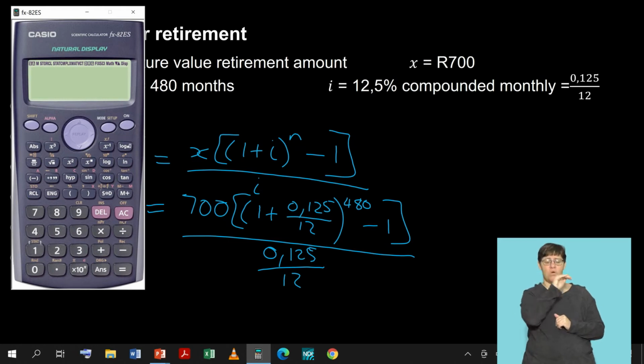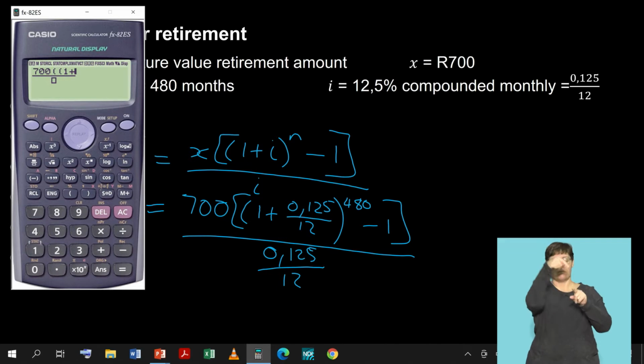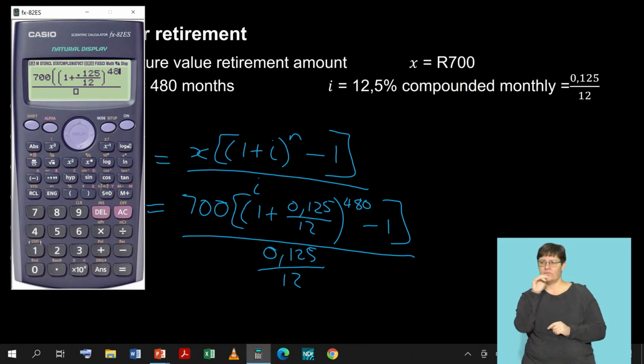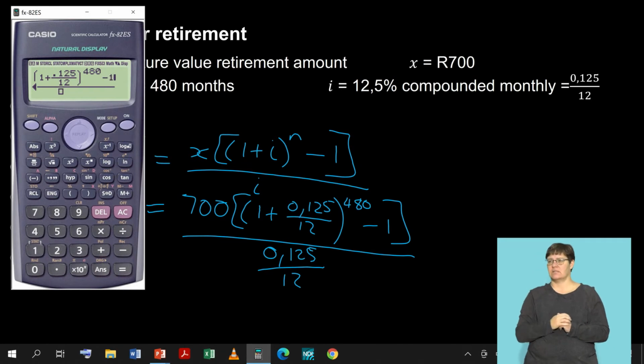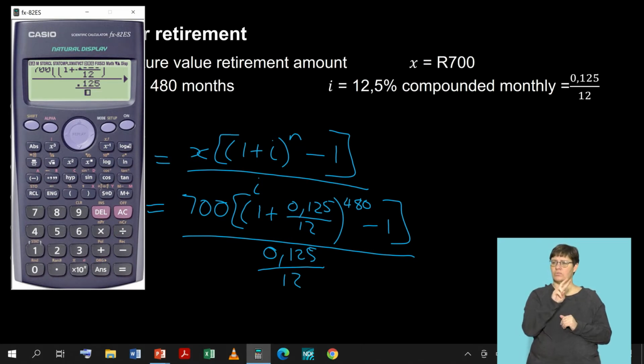Now, just to give you advice as well, please, when you write down the 0.125 over 12, do not first press that on the calculator and get the answer. Because in financial maths, we don't round off the answers until we get to the final answer. So you will end up rounding it off, which will make your answer off by a few decimals. So let me quickly do 0.125 divided by 12, and then I want my exponent, which is 480, minus 1. I close the bracket, all over another fraction, 0.125 divided by 12.